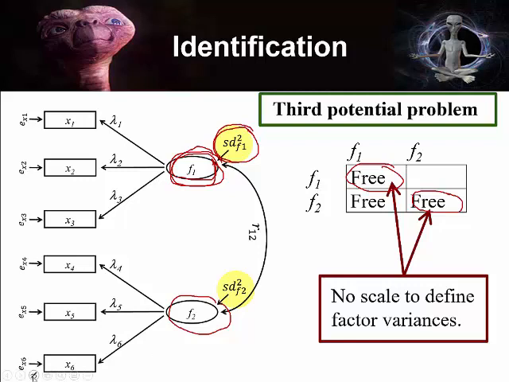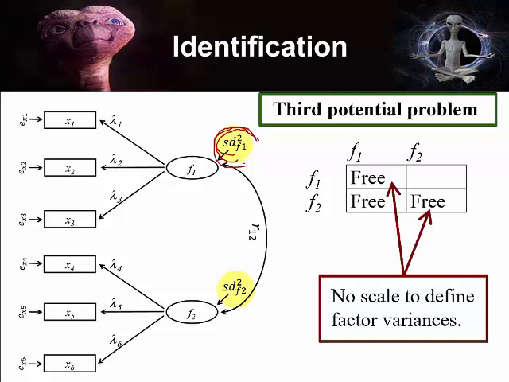Actually, in this model, right now that's kind of a problem, because we could say, let's make this variance equal to 2. Let's make it equal to 5. Let's make it equal to 6. We could assign different values for that variance and still get the exact same fit for the model. So that's creating an identification problem, because we don't know what the variance is.